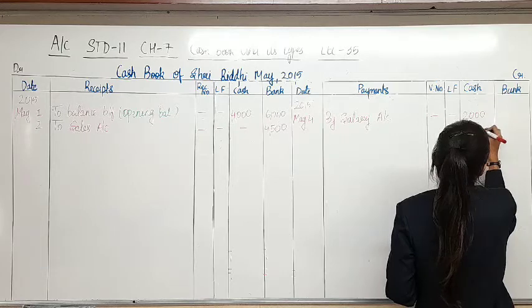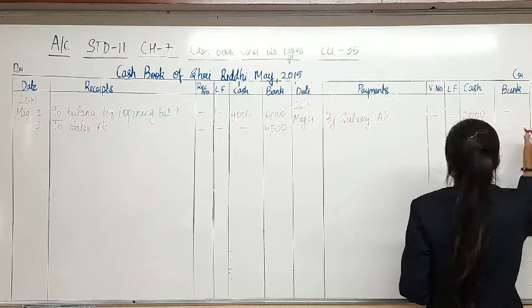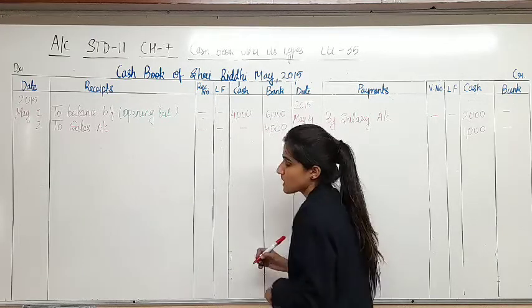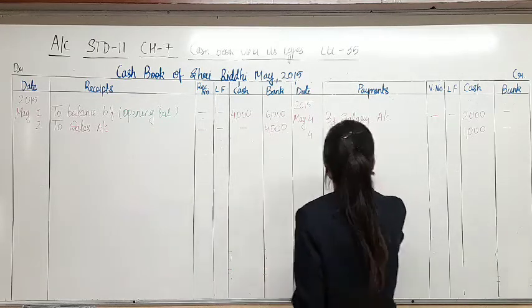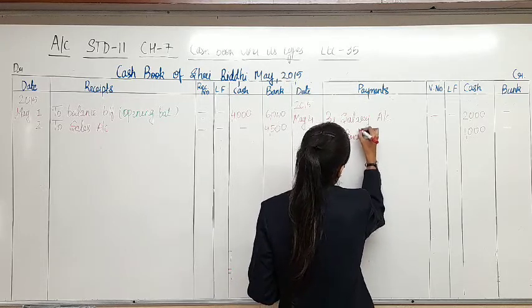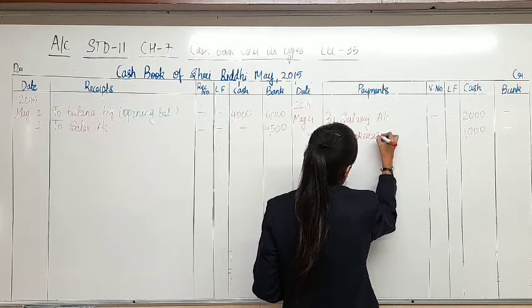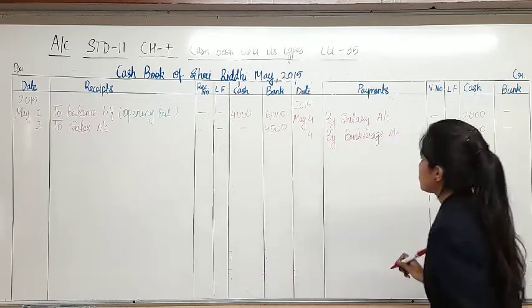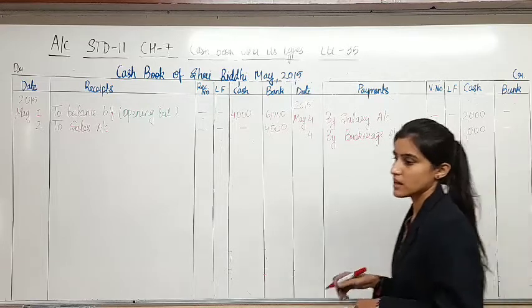And 1,000 is for brokerage. The word paid indicates that this is to be recorded on payment side. 1,000 for brokerage.